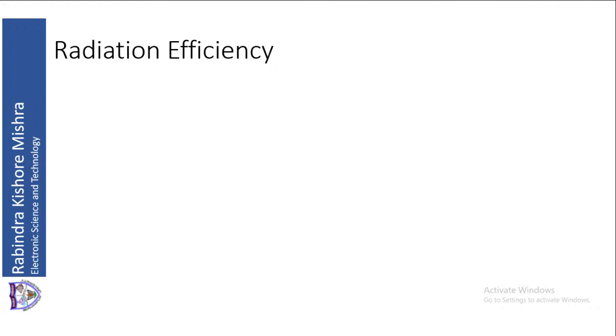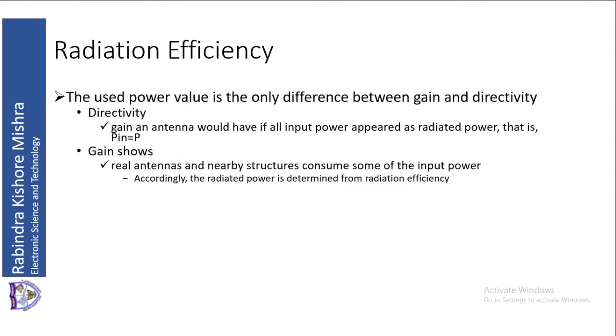Now we'll come to the next physical characteristics of the antenna, or rather the next antenna parameter, not the characteristics. The next antenna parameter is called the radiation efficiency.